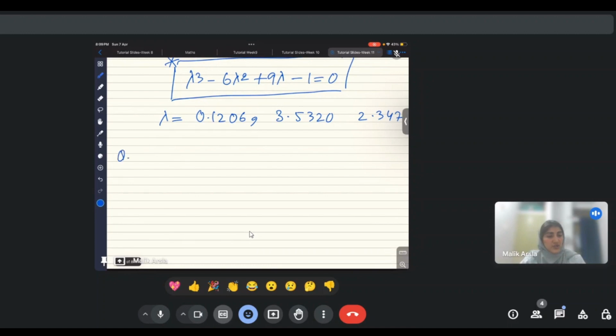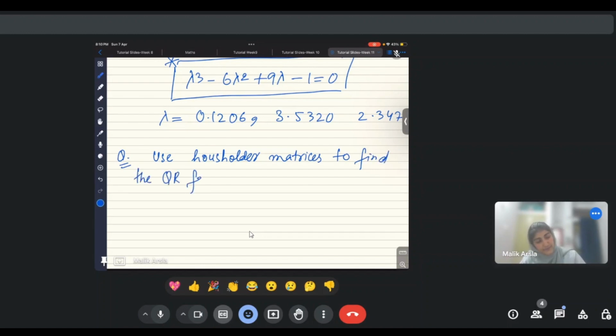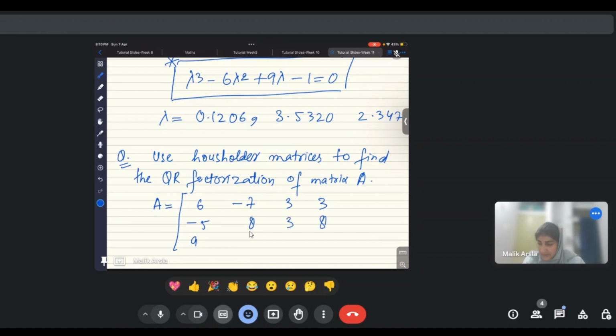Now let's move to the last question. Use Householder matrices to find the QR factorization of matrix A. And A is equal to 6, minus 7, 3, 3, minus 5, 8, 3, 8, 9, 7, minus 5, and this is also minus 5, and the last row is minus 8, minus 3, 7, and 4.